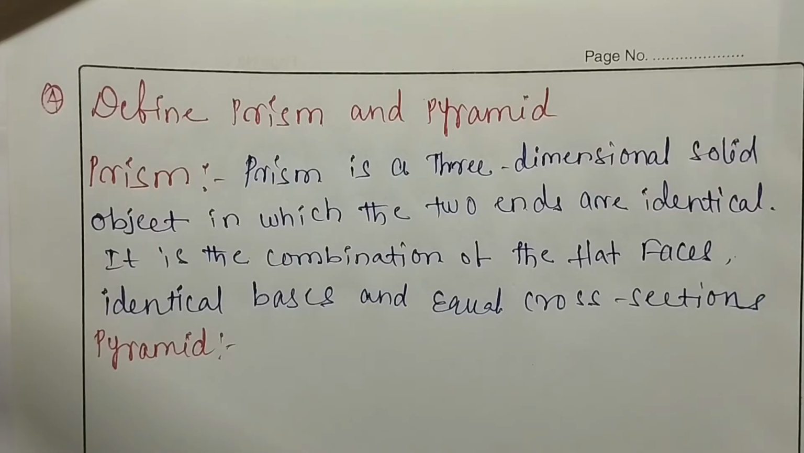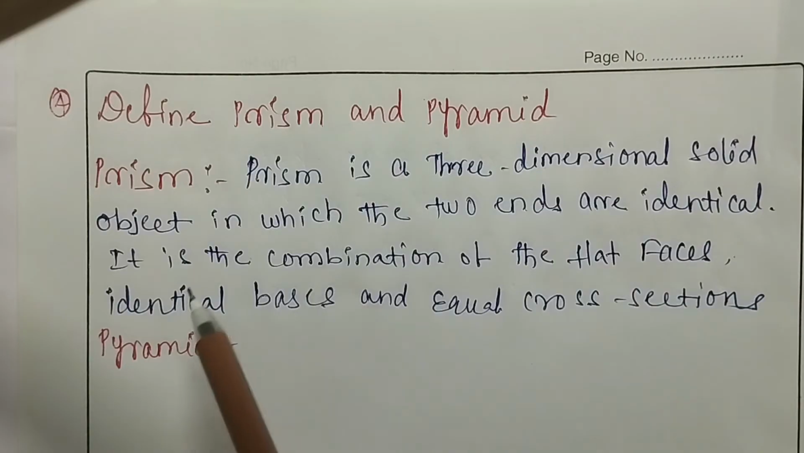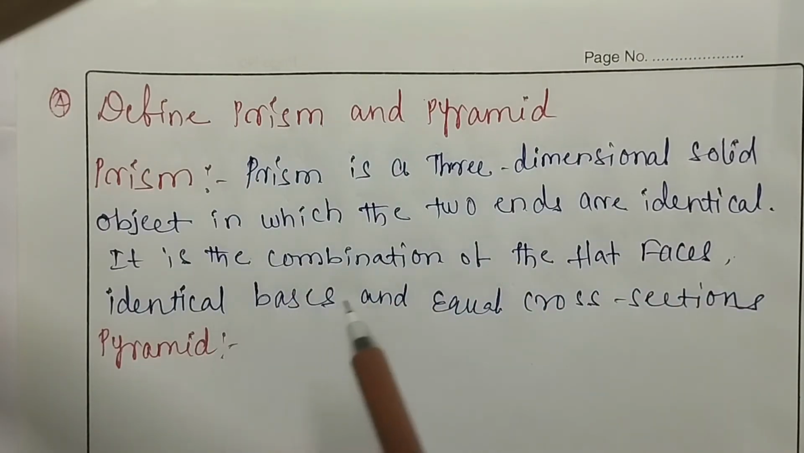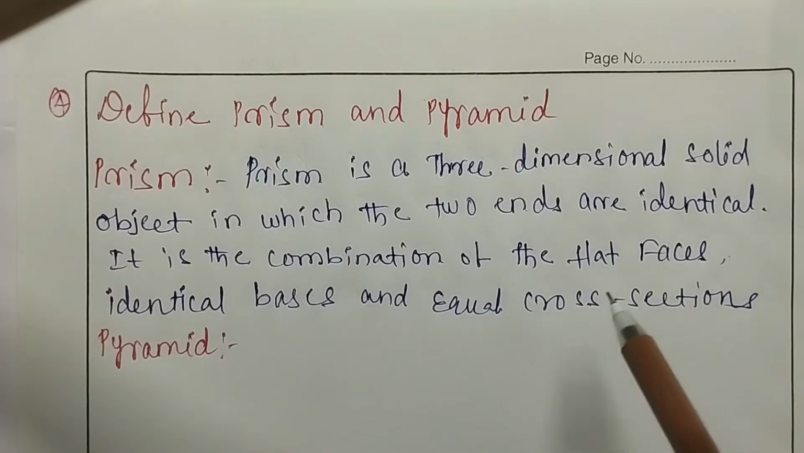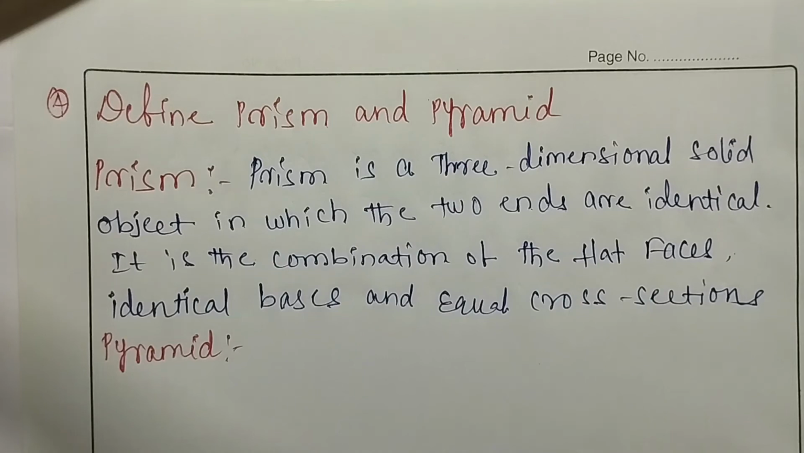And the next question is: define prism and pyramid. Here we have a definition you can observe. A prism is a 3-dimensional solid object in which the two ends are identical, and it is a combination of flat faces, identical bases and equal cross sections. This is the definition of a prism. Next, the pyramid definition.